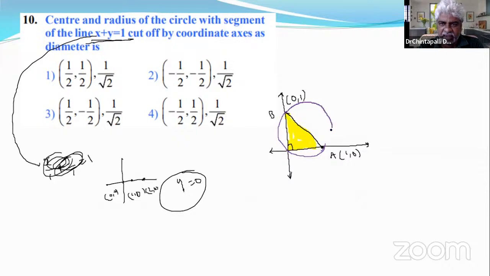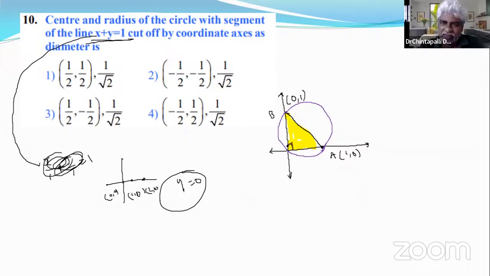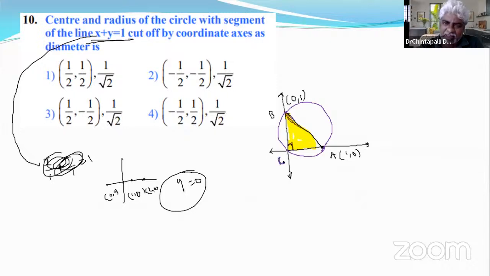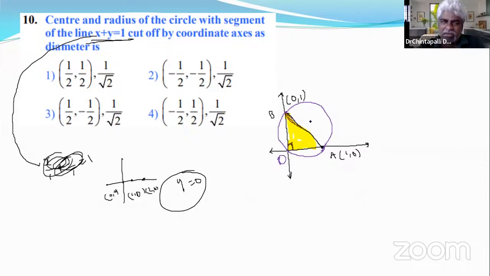For the circle, clearly, it is a semicircle. Since this angle is 90 degrees, in the previous discussion we understood that if the angle is 90 degrees, it must be a diameter. So AB must be a diameter. What is asked? Its center is asked. The center is exactly at the midpoint of the diameter.